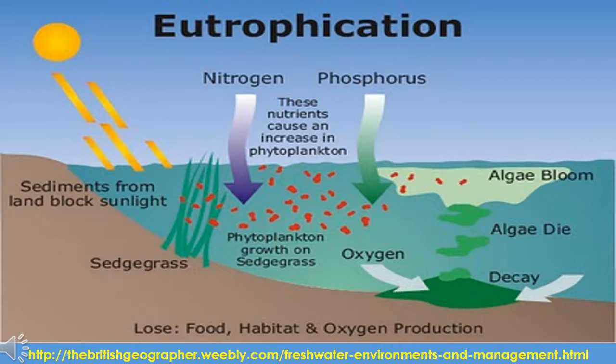Here's a diagram on eutrophication in lakes. Nitrogen and phosphorus cause an increase in phytoplankton, which results in an algal bloom. When the algae die, they decay, and this results in a loss of food, habitat, and oxygen production for the lake, and it degrades the entire water quality.